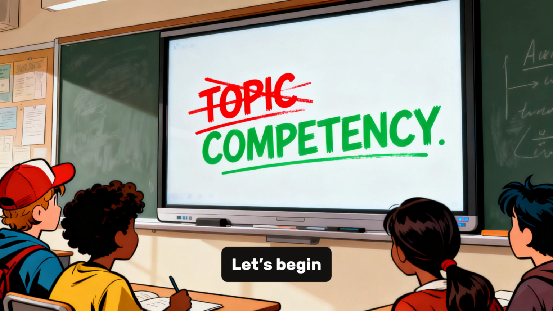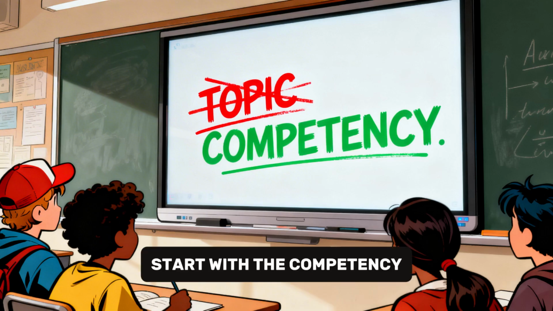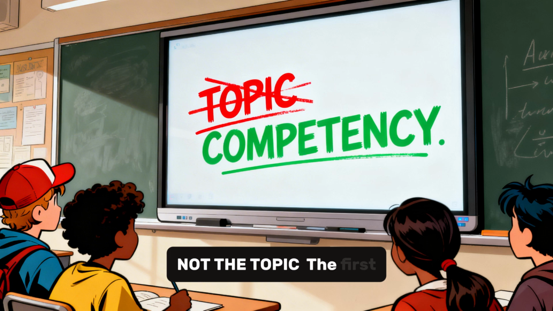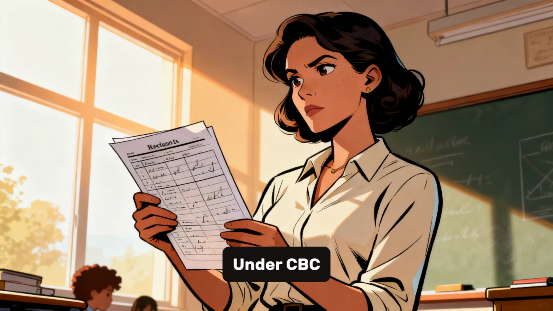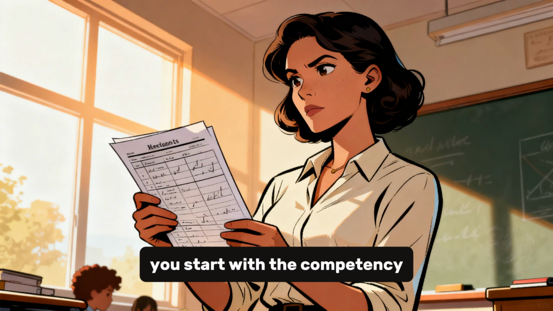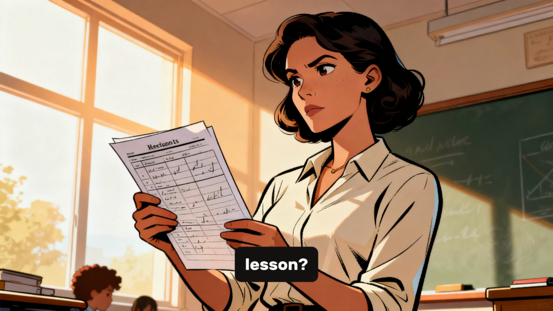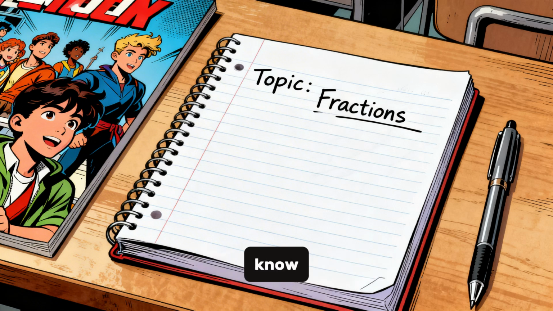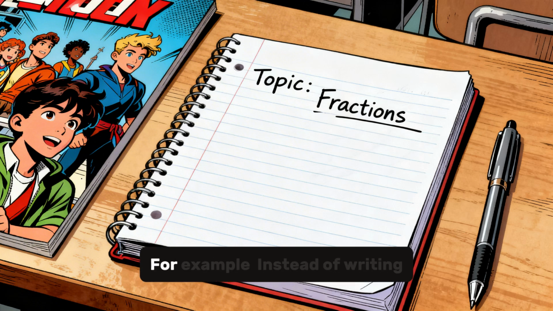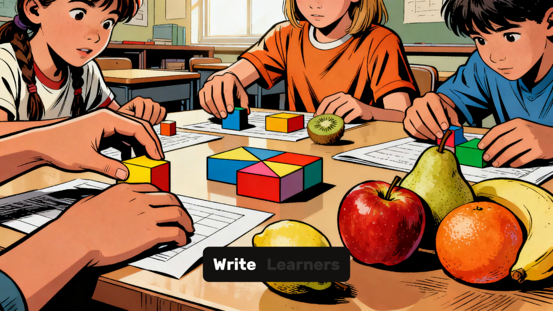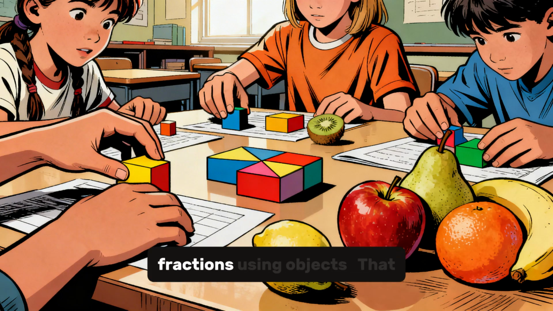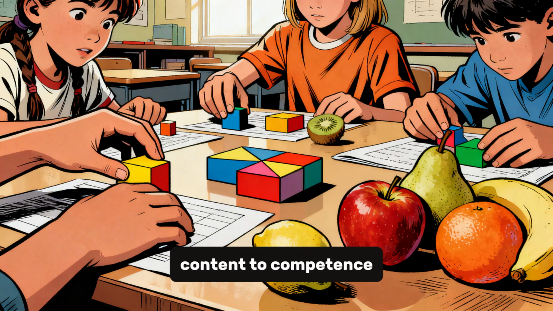and practically. Let's begin. Start with the competency, not the topic. The first mistake many teachers make is starting with the topic. Under CBC, you start with the competency. Ask yourself, what should learners be able to do by the end of this lesson? Not just what they should know, but what they should demonstrate. For example, instead of writing topic, fractions, write: learners should be able to represent fractions using objects. That shifts your focus from content to competence.